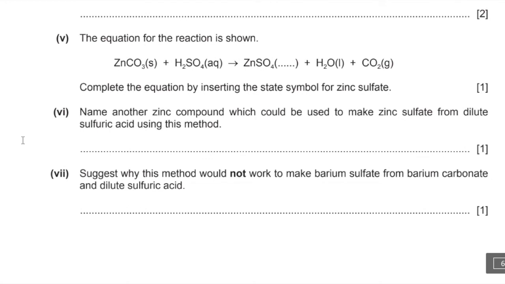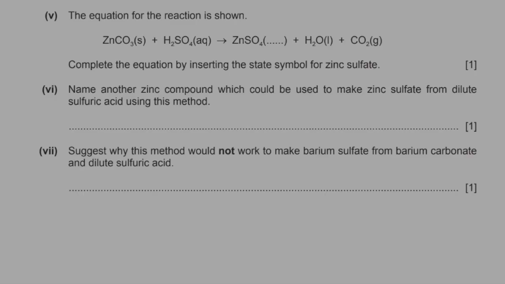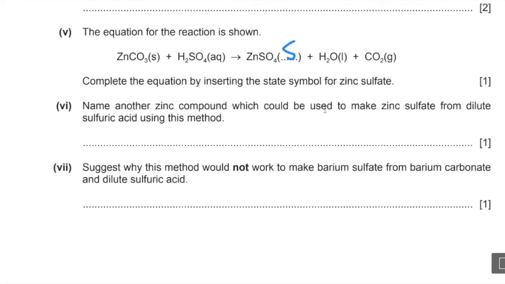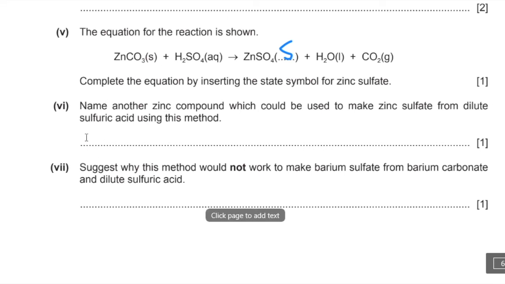5. The equation for the reaction is shown. So you have zinc carbonate reacting with sulfuric acid to form zinc sulfate, which would be the precipitate. So it would be in solid form in water as well as carbon dioxide. And you're supposed to be writing the state symbol. 6. Name another zinc compound which can be used to make zinc sulfate from dilute sulfuric acid using this method. So I'm going to be going with zinc hydroxide since it's soluble.